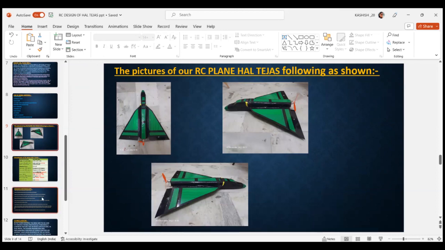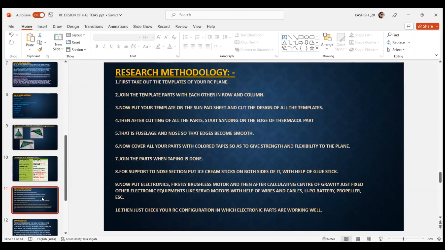And I just want to explain about the research methodology, how we make the RC plane. So firstly, we take out templates of our RC plane. Then we join the template parts with each other in rows and columns. Then just put your template on the sunpack sheet or whatever sheet you want to make it of, and cut the designs of all the templates.